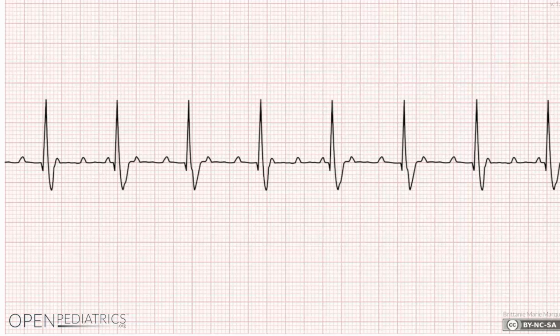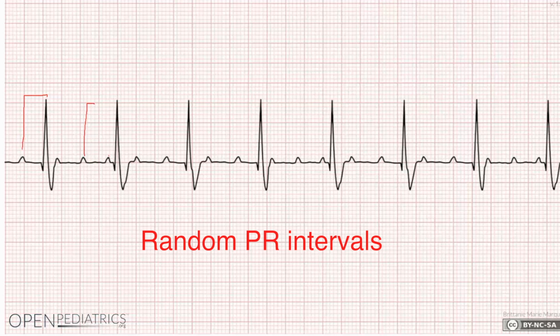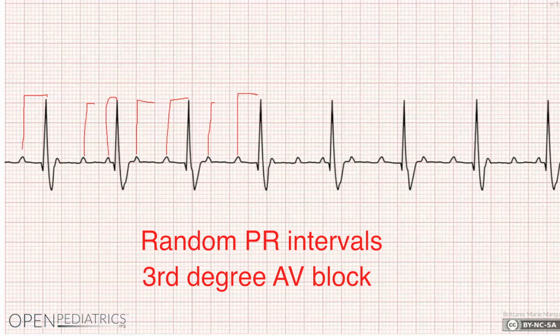Looking at this last rhythm strip here, we've got this PR interval. This guy doesn't really have one. This PR interval is much shorter. That one's missing again. That one's sort of medium length. There's another missing one. And sort of longer one here. So this is a completely random set of PR intervals. None of them actually match up with each other, and therefore this is a third degree AV block.